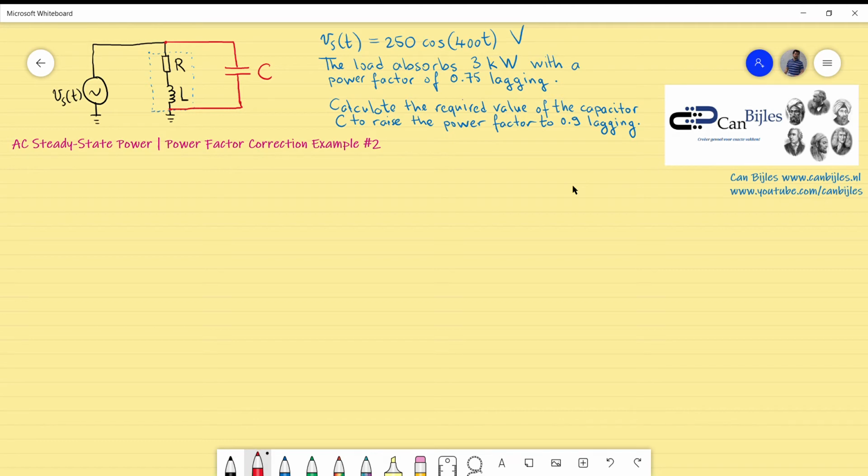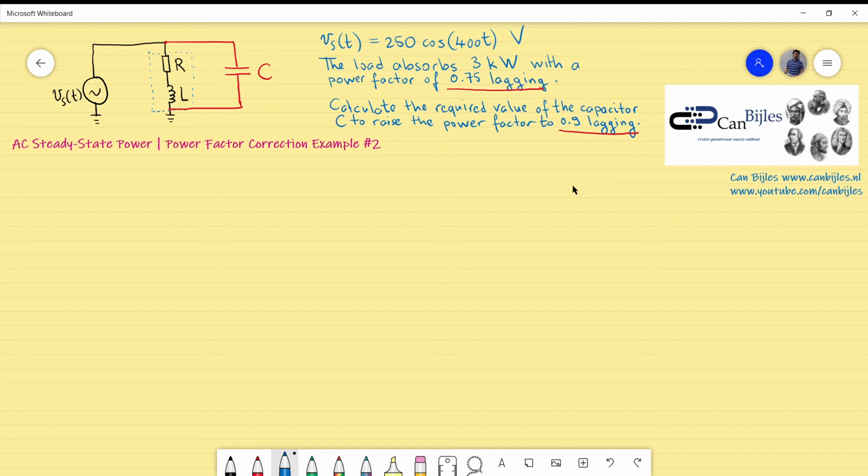First, making clear where we start. We start actually with 0.75 lagging, and we would like to go to 0.9 lagging. Let's first consider the situation without the capacitor. So what is actually the situation at the moment?